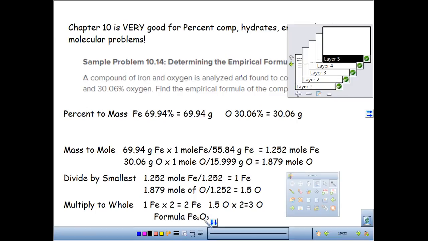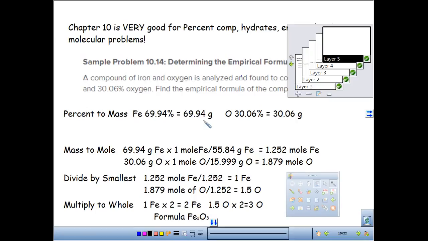Now, here's the really cool part. If you work backwards and you do a percent comp problem and you say, hey, what's the percentage of iron in Fe2O3? Guess what you'll get? It's going to be about 70%. So this is extremely handy. Okay, now let's do part 2.